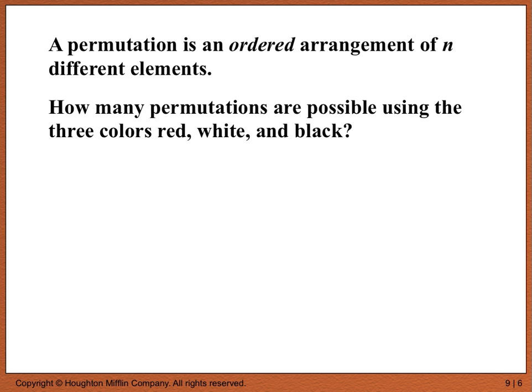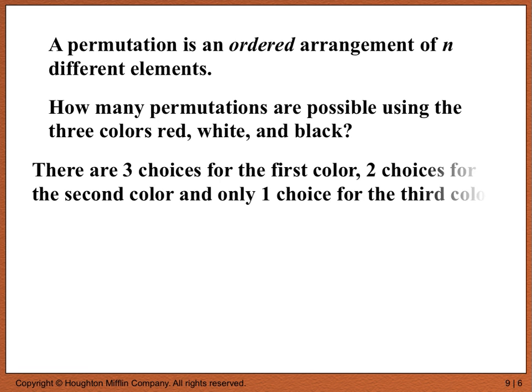Well, let's lay it out visually, and then we'll see the math behind it. So we know there are 3 choices for the first color, 2 choices for the second, and 1 choice for the third. In other words, if I have 3 blank slots and I need to fill them in with colors, I can choose red, white, or black for the first slot. But then once I've already assigned one of the colors to the first slot, I've only got 2 left. That's why there are 2 choices for the second. And once I assign something there, there's only 1 choice for the third.